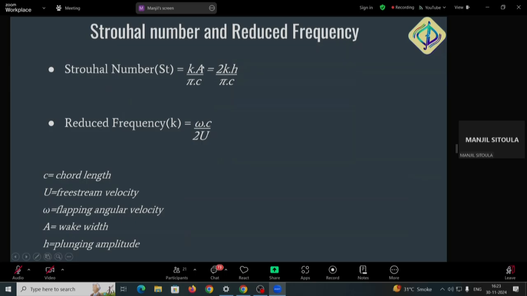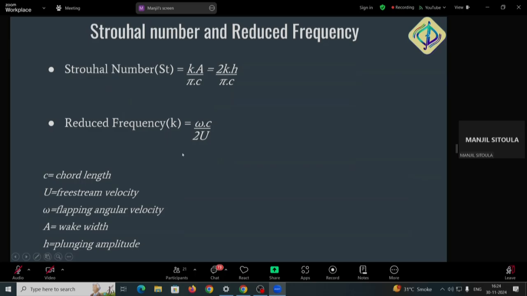So for flapping wings, the wake width will be equal to the tip-to-tip distance, or the length swept out by the wing while it moves. We can see the equation here, and we can see the Strouhal number is a function of reduced frequency and amplitude. But we also need to study these parameters independently.